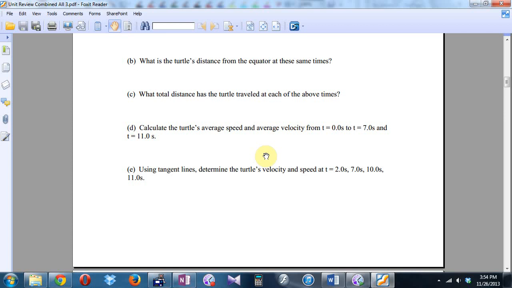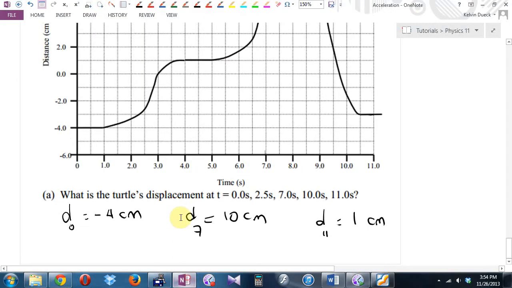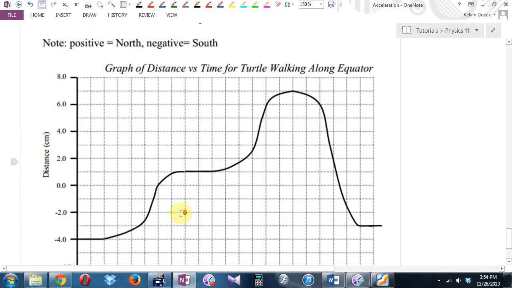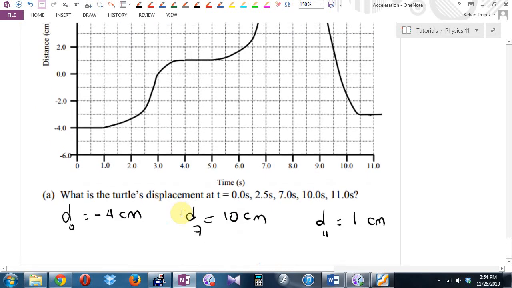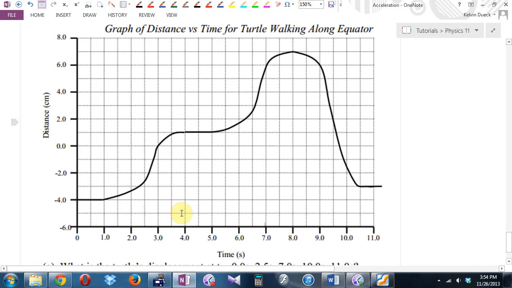And then part E says using tangent lines. So this was the tricky part. Find your instantaneous velocity at, let's do 7 seconds. Okay? No, let's do, what's the first time it gives you? 2 seconds. Let's do that. So here is 2 seconds.